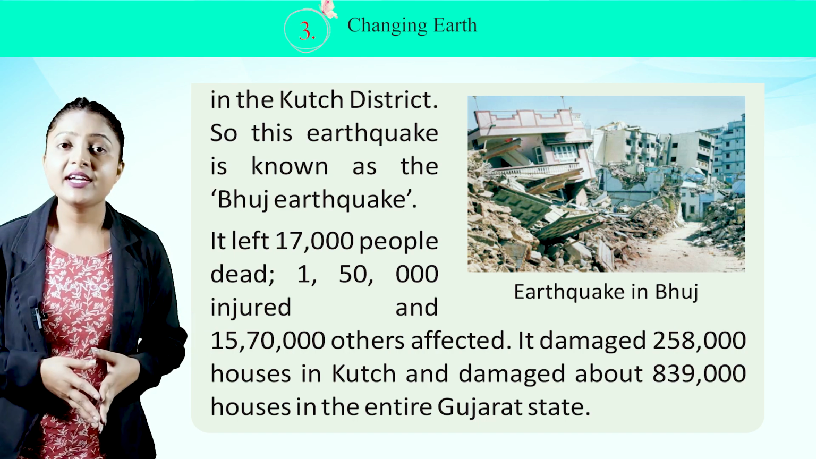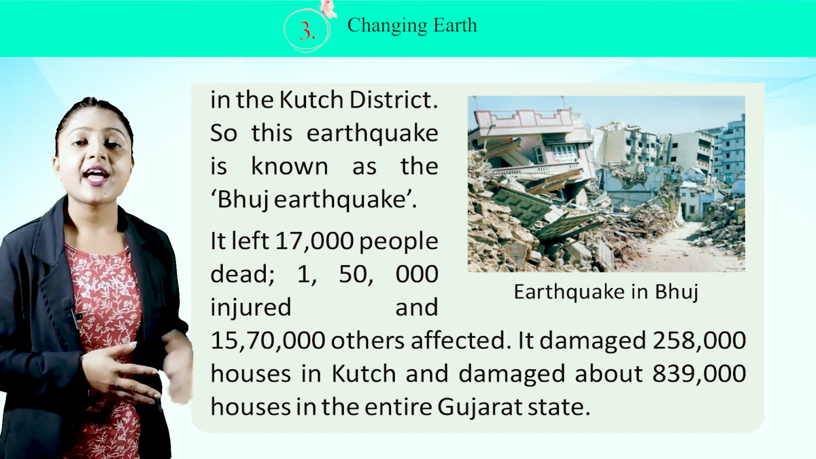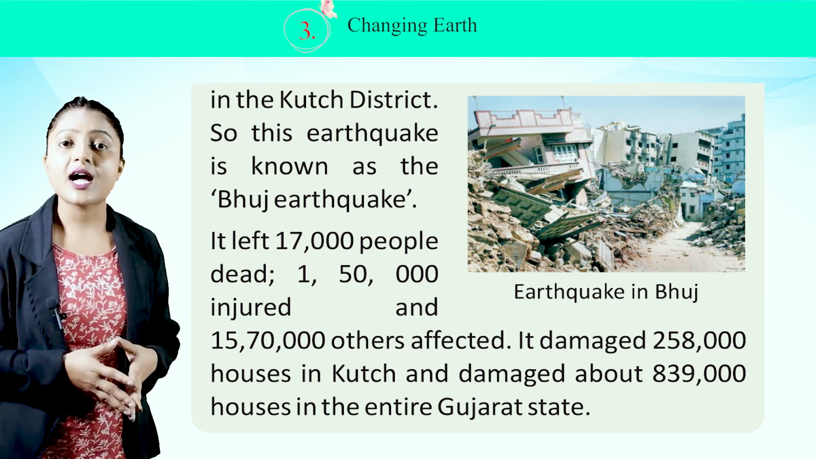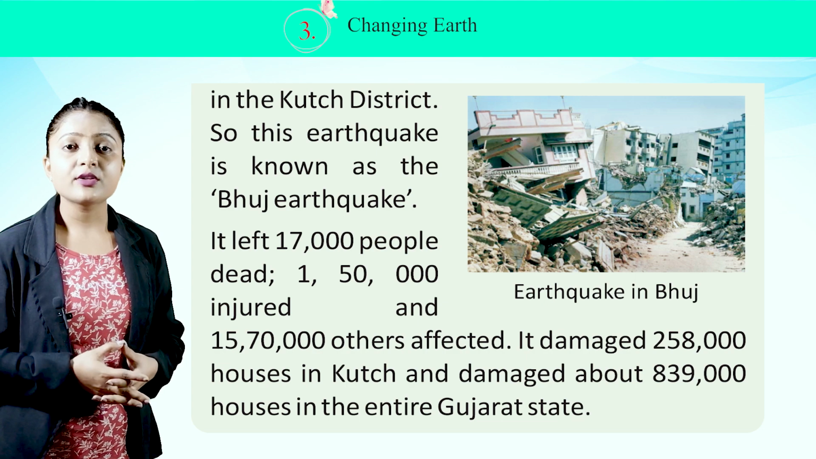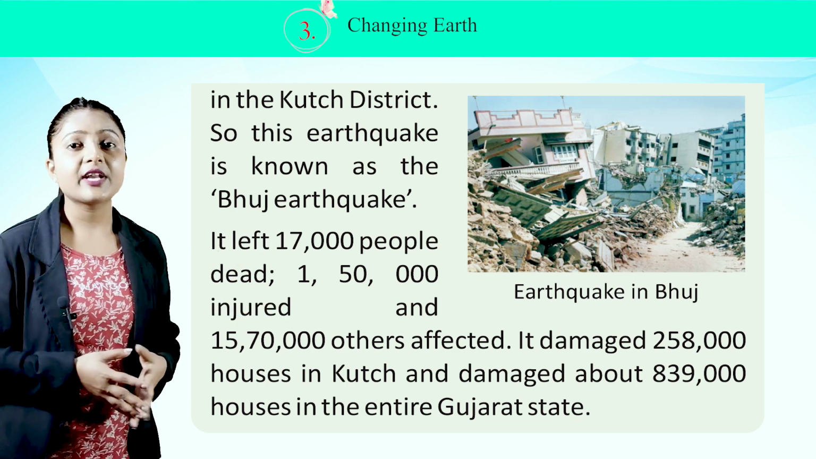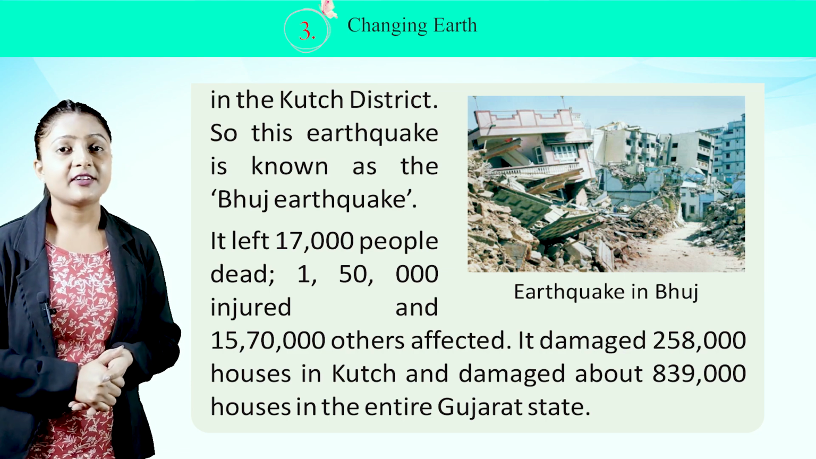It left 17,000 people dead, 1,50,000 injured and 15,70,000 others affected. It damaged 2,58,000 houses in Kutch and about 8,39,000 houses in the entire Gujarat state.